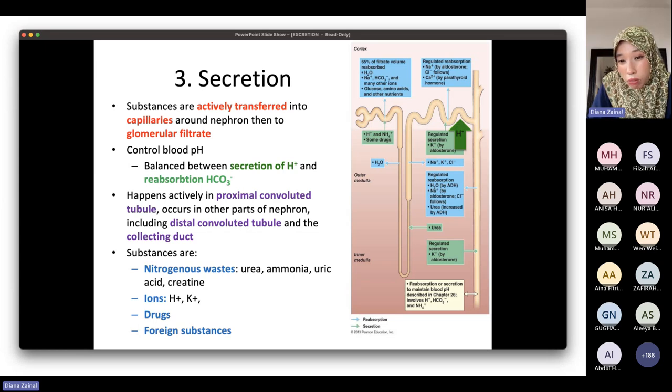Yang paling banyak kat sini adalah the hydrogen ion. Sebab kita tahu kalau terlalu tinggi hydrogen in your blood, it's going to make it too acidic. It's going to affect all your body system. We don't want that. We need to get it out, so it's going to be secreted out into the filtrate.